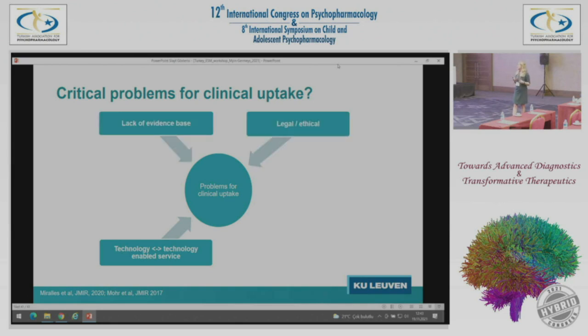Another thing is legal and ethical. There are a lot of regulations on medical devices. This is a medical device, because you will make clinical decisions and clinical evaluations based on this. So it is a clinical device. That is one big challenge: to comply with all the regulations. But there are also other legal issues and ethical issues.